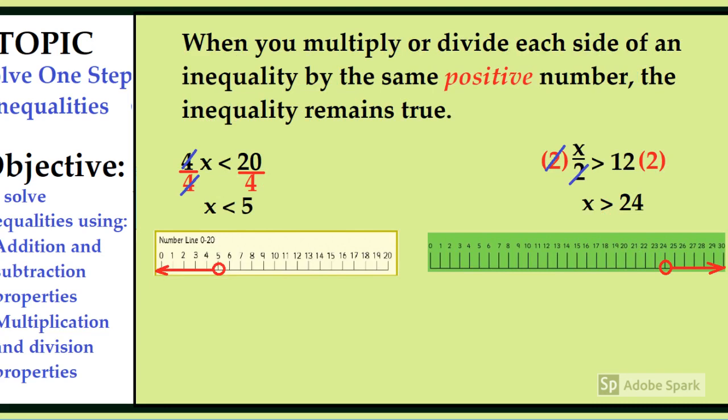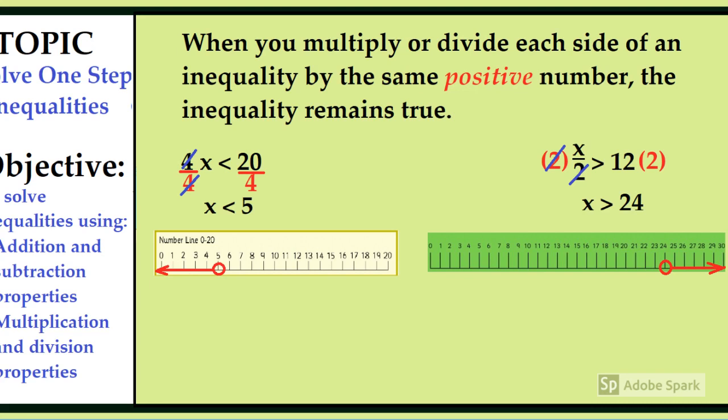When you multiply or divide each side of an inequality by the same positive number, the inequality remains true. So, when the inequality is multiplication, work on it by dividing the number together with the variable. In this case, you divide it by 4, therefore, x is less than 5. And still, the dot is open going to the left.